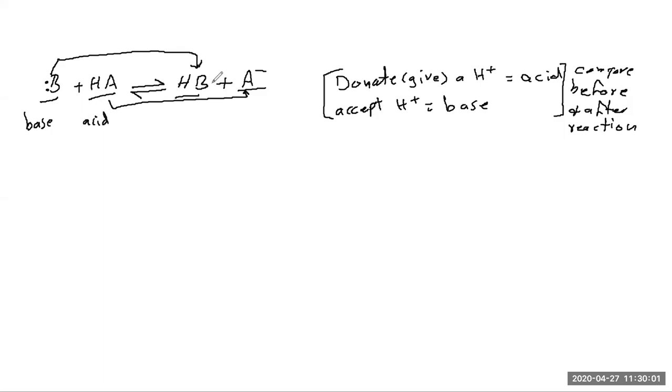Now on the other side, we also have acid and base, but we call them conjugate acid and conjugate base. So we decide using the same idea, but in reverse. You will go opposite. So you compare HB with B. HB gave a proton, so this one will be the conjugate acid. A minus with the HA: A minus accepts, so this one will be the conjugate base.